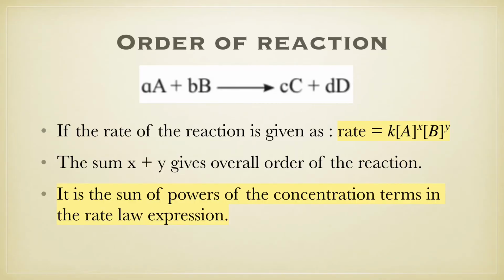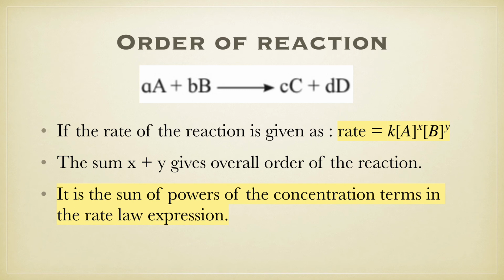So to understand order of reaction, first we'll consider a reaction, that is a moles of A reacting with b moles of B to give c moles of C and d moles of D. So the rate of reaction is given as rate is equal to K concentration of A raised to x into concentration of B raised to y. So this is nothing but the rate law for the above reaction. Okay, so the sum of x plus y gives the overall order of the reaction.